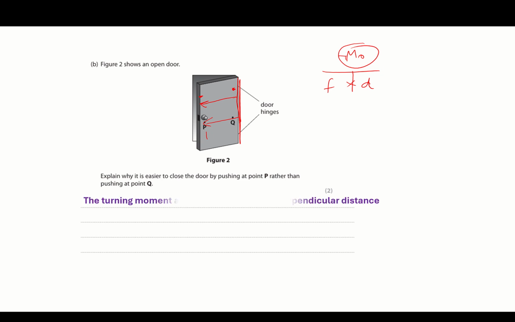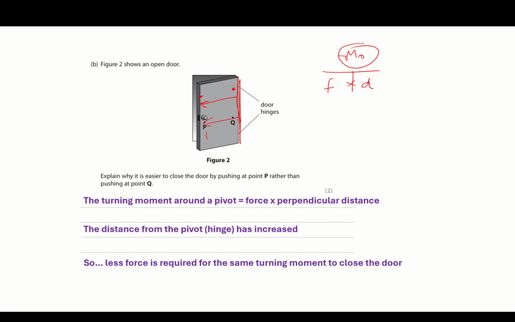So we can use our equation for it. The turning moment equals the force times the perpendicular distance from the door hinge, which is the pivot. The distance from the pivot has increased in P rather than Q, so less force is required for the same turning moment. So there we go, we've got that idea of force and distance, and we've got the idea of the pivot.